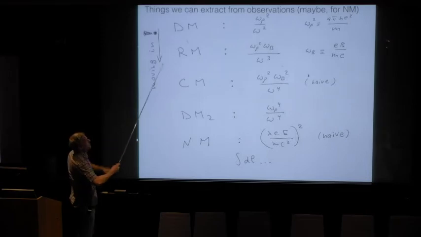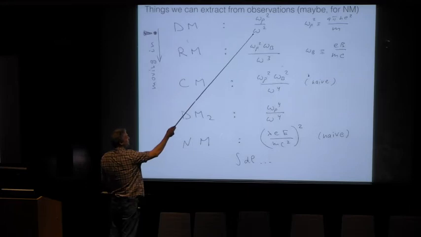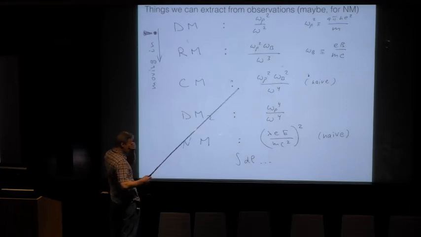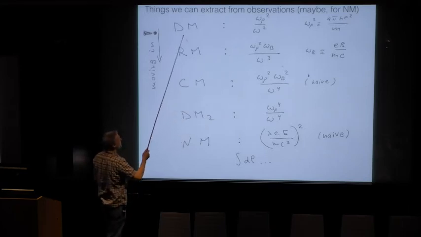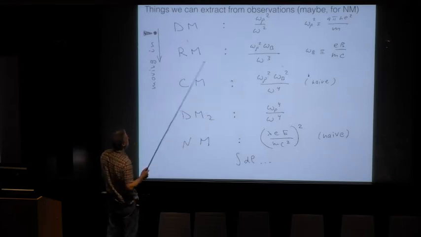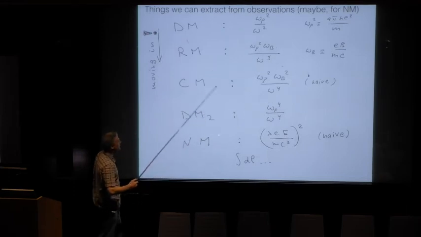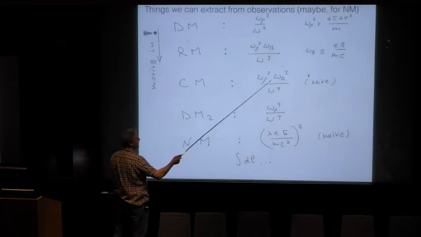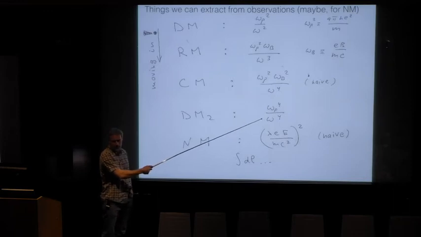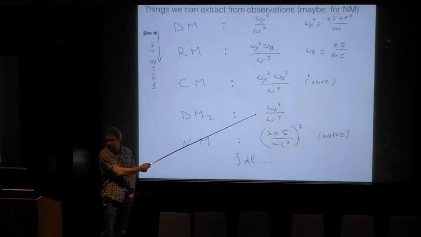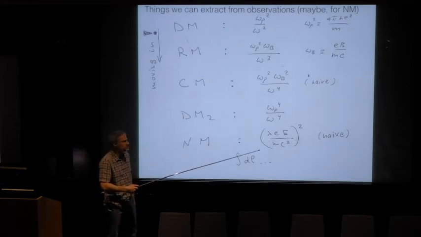So what are all these measures? They are really a Taylor expansion with respect to the inverse frequency of the wave. Dispersion measure is the leading order term. Rotation measure comes later. Those are characteristic plasma frequencies. Conversion measure, naive, comes later. Second dispersion measure, I don't know what the right terminology is here. Do you call this second dispersion measure? Second term, whatever. So second dispersion measure is okay, right?